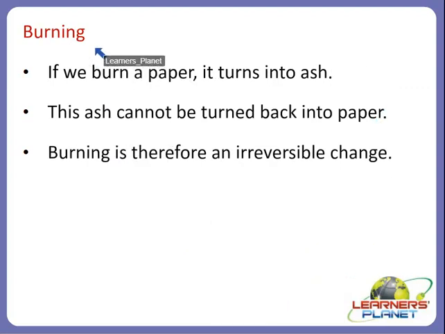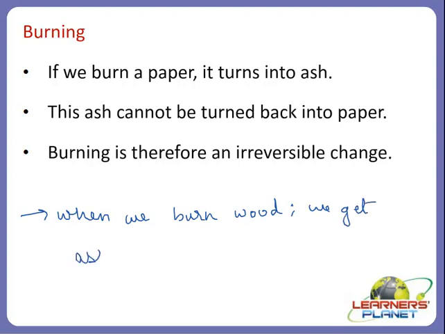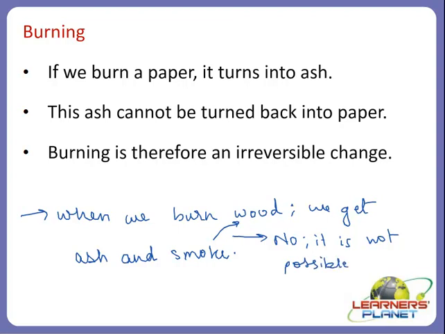Another example is burning. Like we discussed, if we burn a paper, it turns into ash, and this ash cannot be turned back into paper. So burning is therefore an irreversible change. Even when we burn wood, what do we get? We get ash and smoke. We cannot change the ash and smoke back to the wood again. Is it possible? No, it is not possible to get back the wood from ash and smoke. So we can say that burning is an irreversible change.